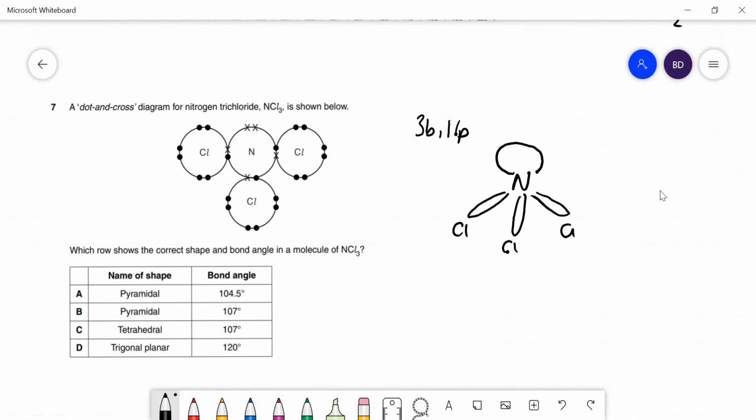Now, if it was 4 normal bonding pairs, that bond angle would be 109.5, but it's quite squashed down from 109.5 to about 107 because the repulsion of the lone pair is greater because of the shape of the lone pair. We describe that molecule as being pyramidal because it's tetrahedral with respect to the orbitals, but with respect to the atoms, nitrogen and the 3 chlorines, it's pyramidal. So 107 pyramidal is the right answer.